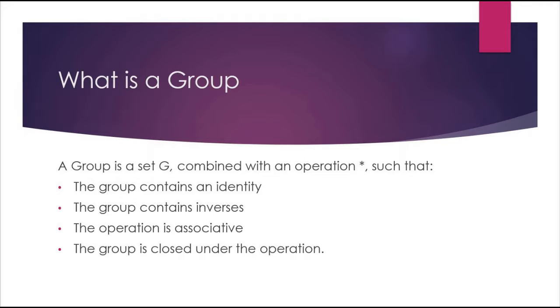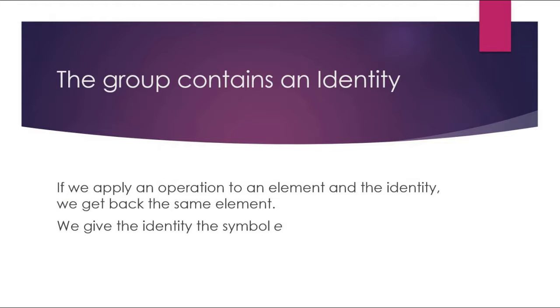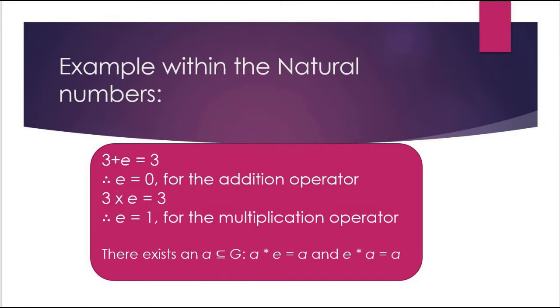A group is a set G combined with an operation such that the group contains an identity, contains an inverse, is associative, and is closed under the operation. The group contains an identity if we apply an operation to an element and the identity and we get back the same element. For numbers, it can be seen that for the addition operator the identity is 0 and for the multiplication operator the identity is 1.